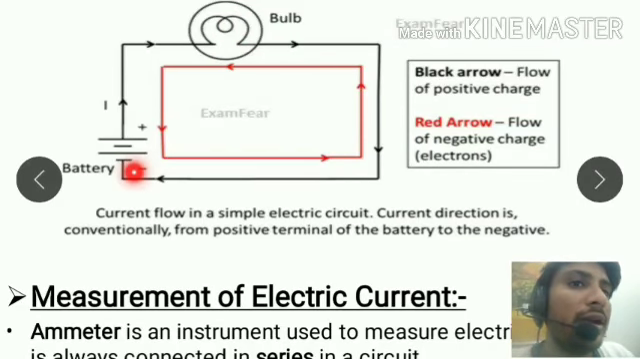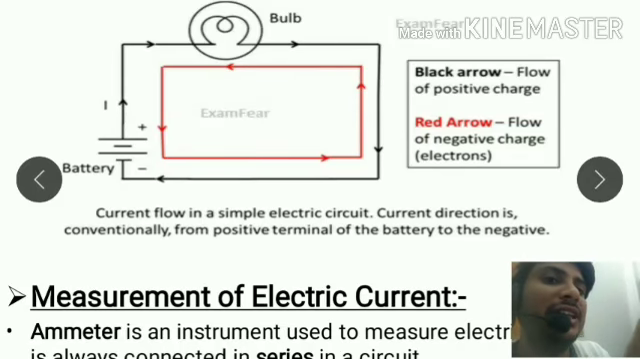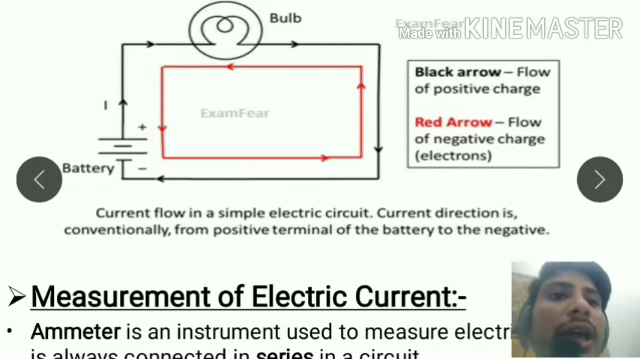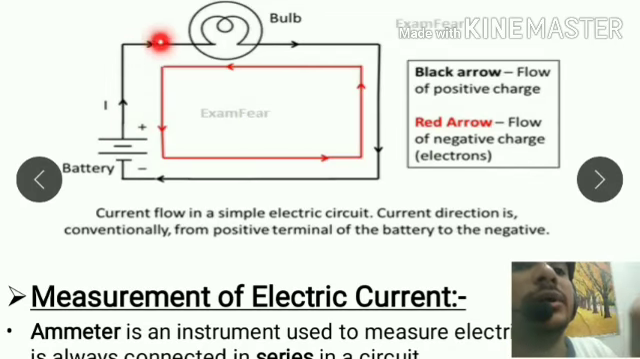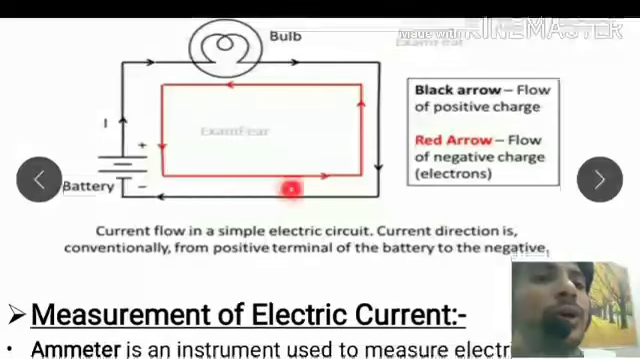This is the negative part of the battery. This is the symbol of a battery. Basically, this is the symbol of a battery. And this is the flow of the current. I told you, current flows from positive to negative, and electron flow is from negative to positive.